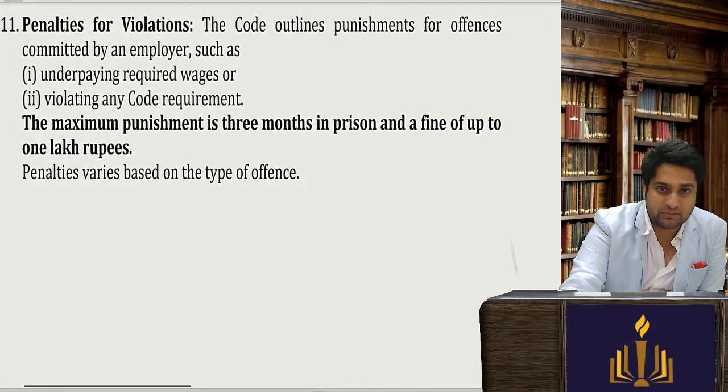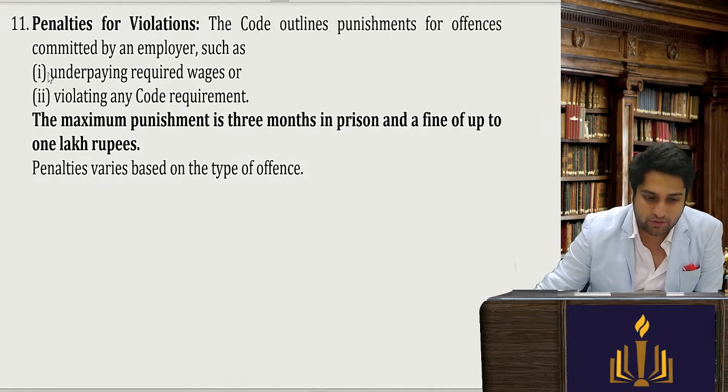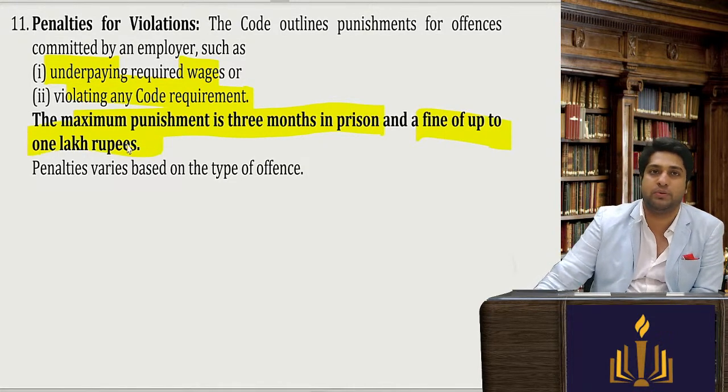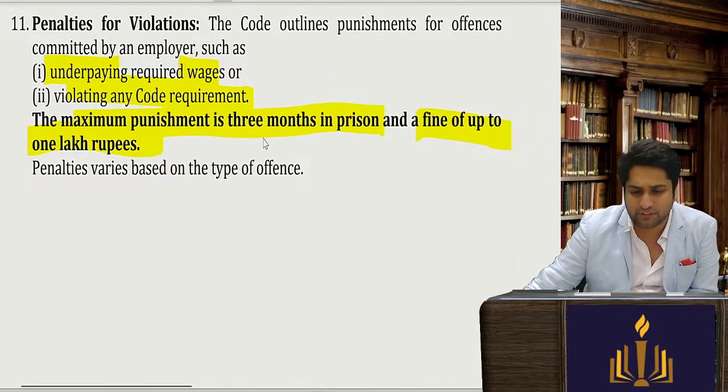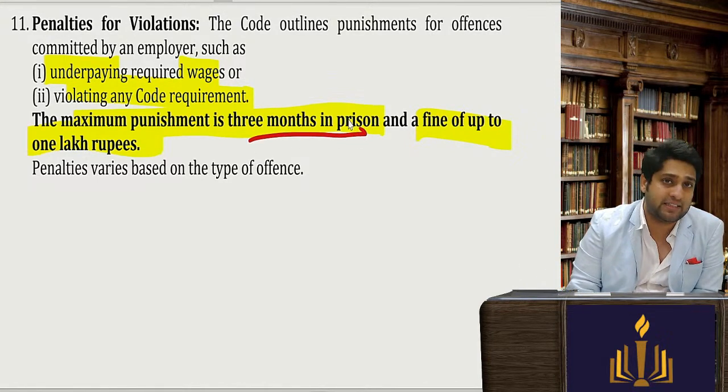Penalty for violation. The code outlines a penalty if you're underpaying wages or violating any code. The maximum punishment is 3 months in prison and a fine of up to 1 lakh rupees. This is the first time they are talking about imprisonment. They are talking of heavy fines as compared to what was there last time.